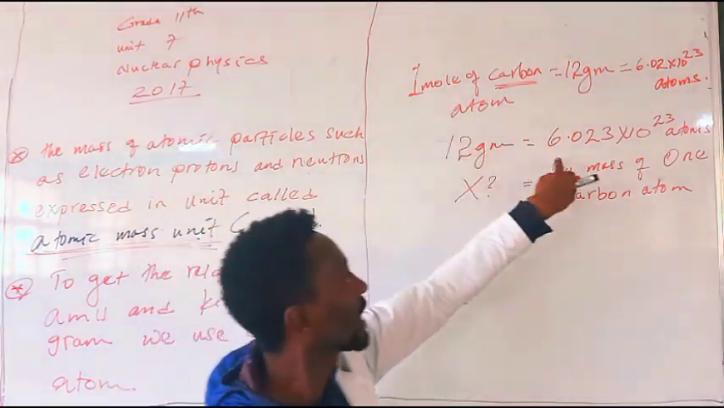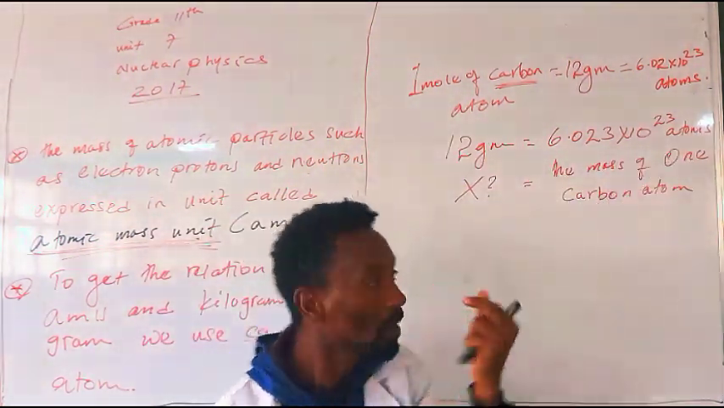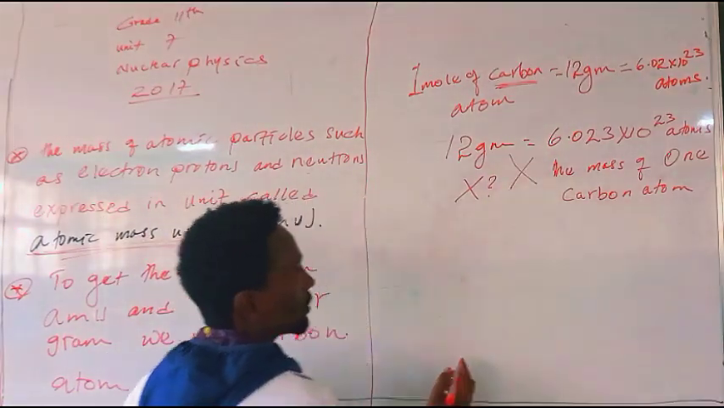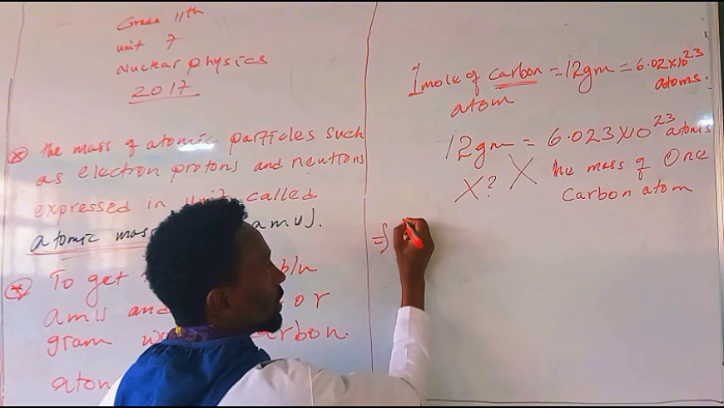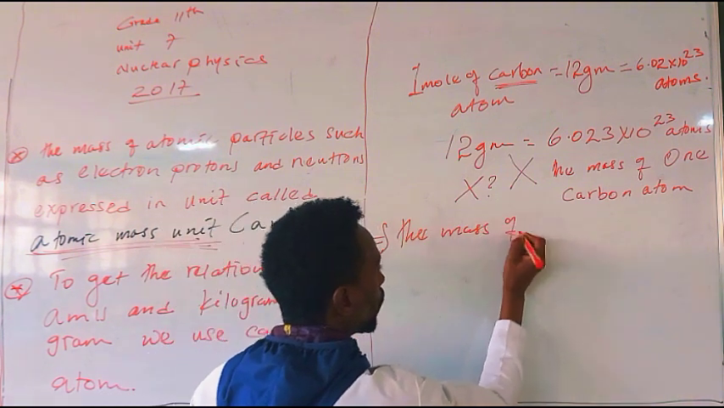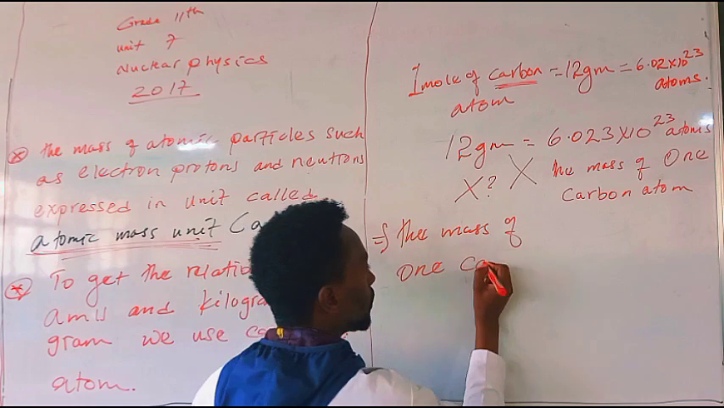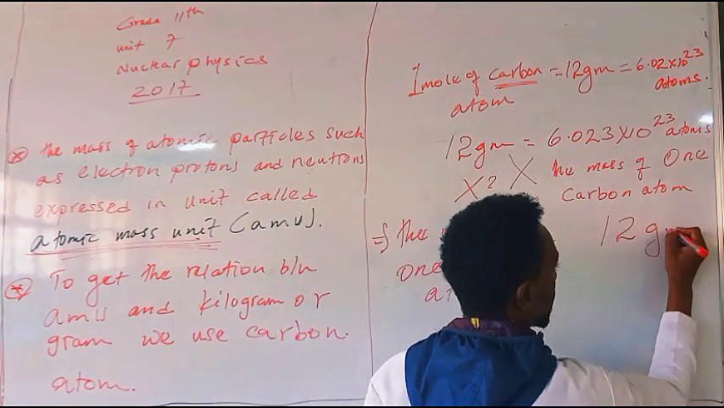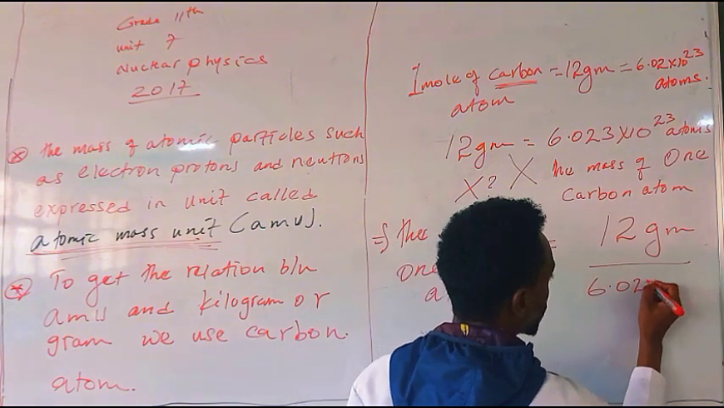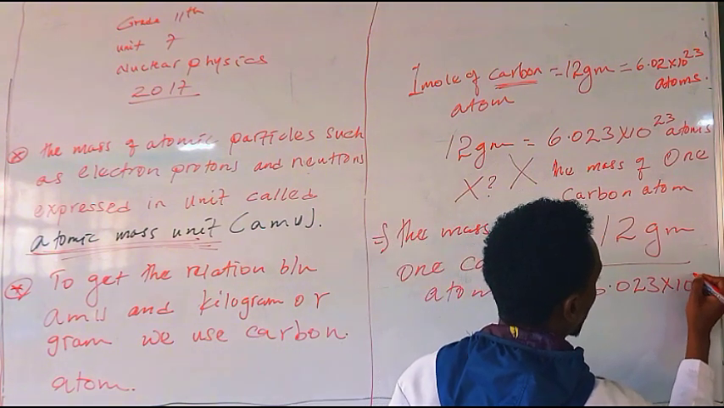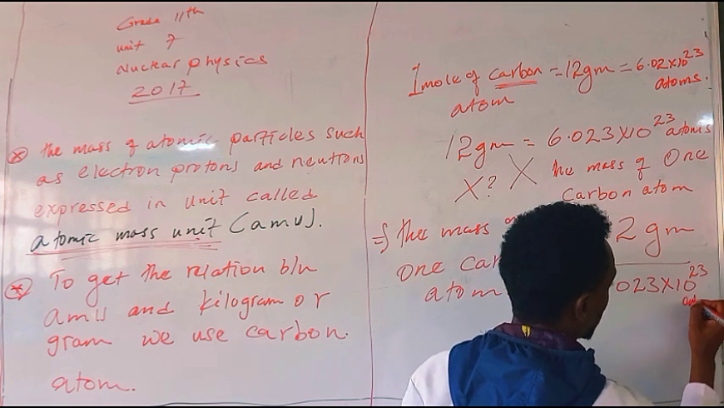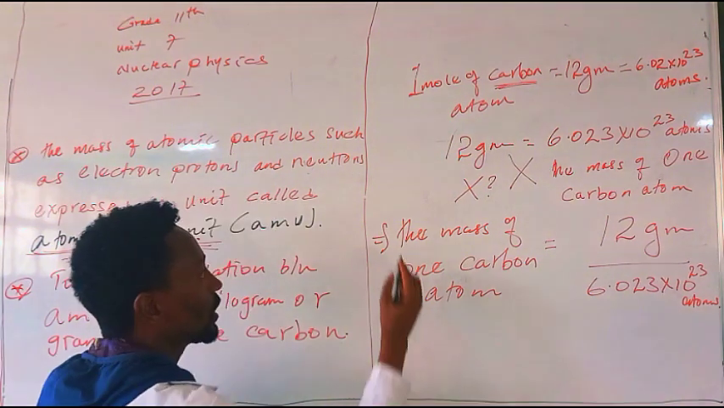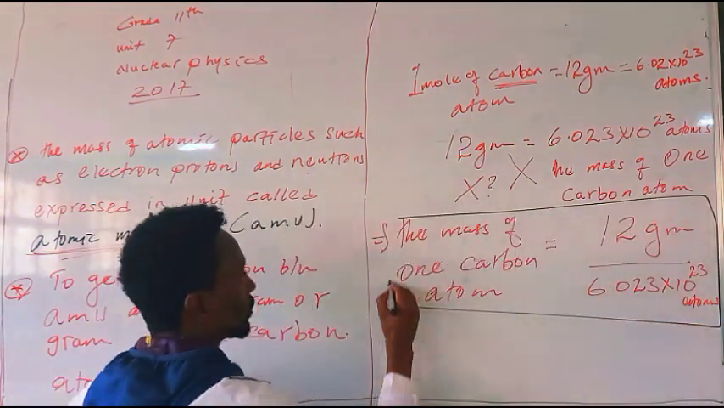That one mole carries this many atoms. But what is the mass of the single atom? You can calculate it. So you get that the mass of one carbon atom is equal to 12 gram divided by 6.023 times 10 to the power of 23 atoms. Have this relation in your mind.